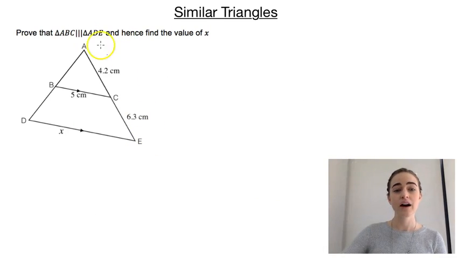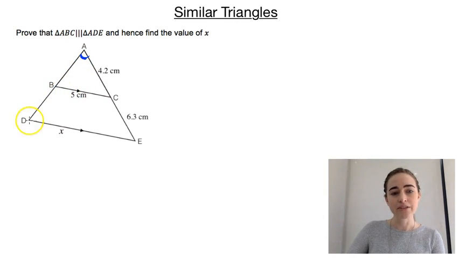Our second example asks us to prove that triangle ABC, so this small one up the top, is similar to triangle ADE, so still starting at that top point and coming into the big triangle. Then it says, and hence find the value of X, so the length of this base here. So looking to prove that these are similar, we don't have enough information about the side lengths to tell us whether or not they're in proportion, but what we do have is information about the angles in our triangle. So this angle here, this angle A, is part of both of our triangles. So that means that angle A is common or shared.